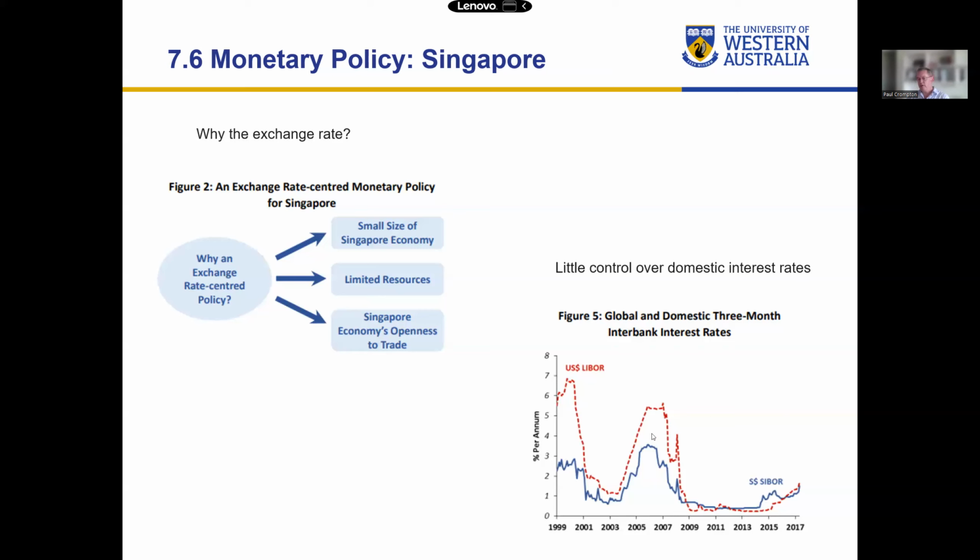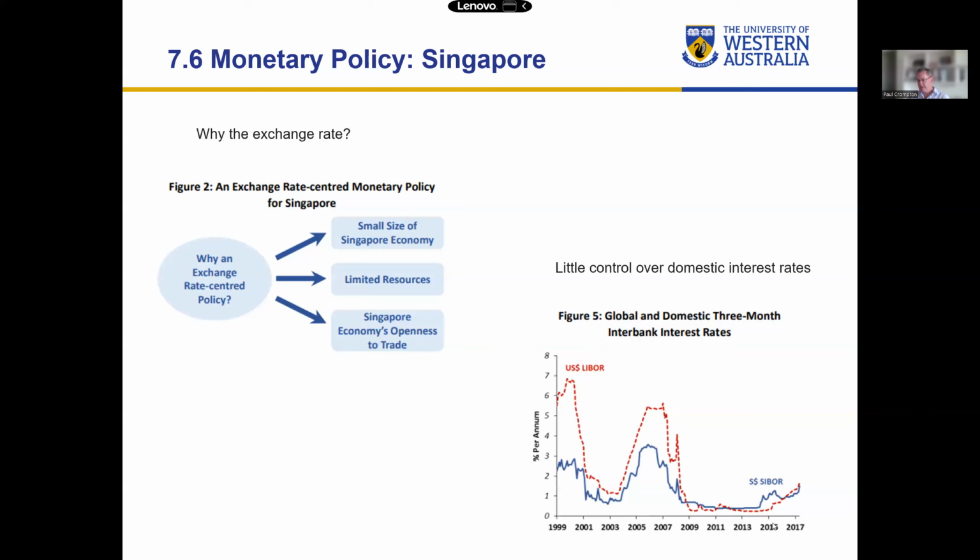But why are they following interest rates in the US so closely? Because if they don't, and they allow an interest rate gap to open up, that could cause a lot of money to either move in or out of Singapore, putting unwanted pressure on their exchange rate.